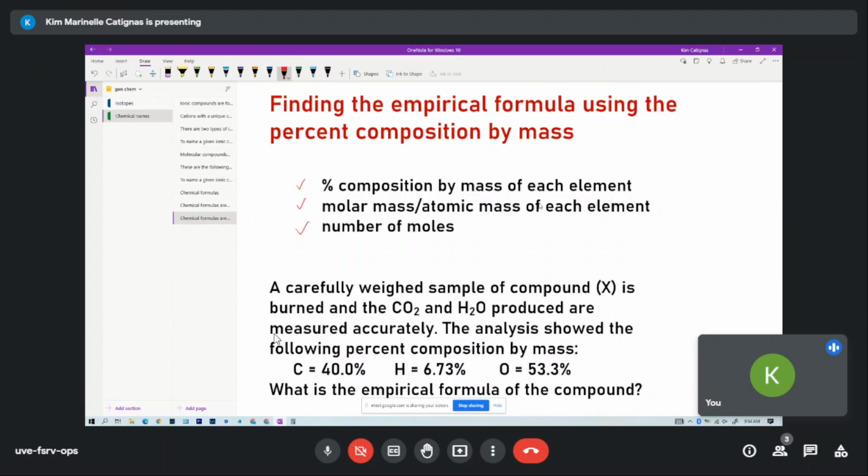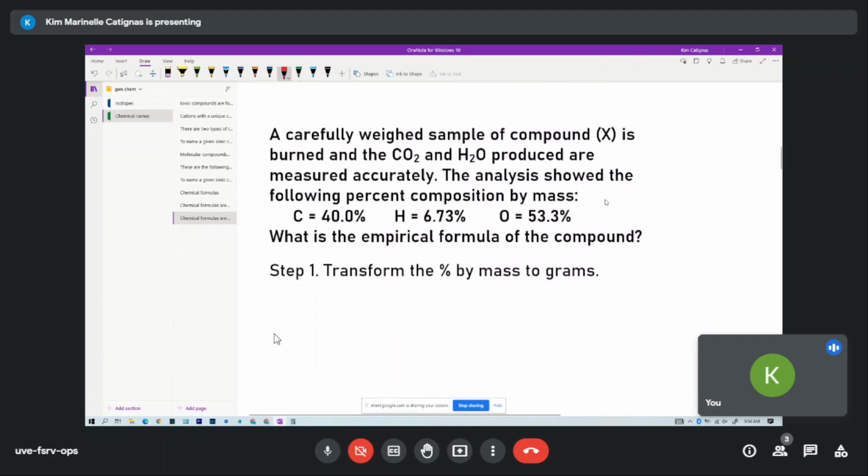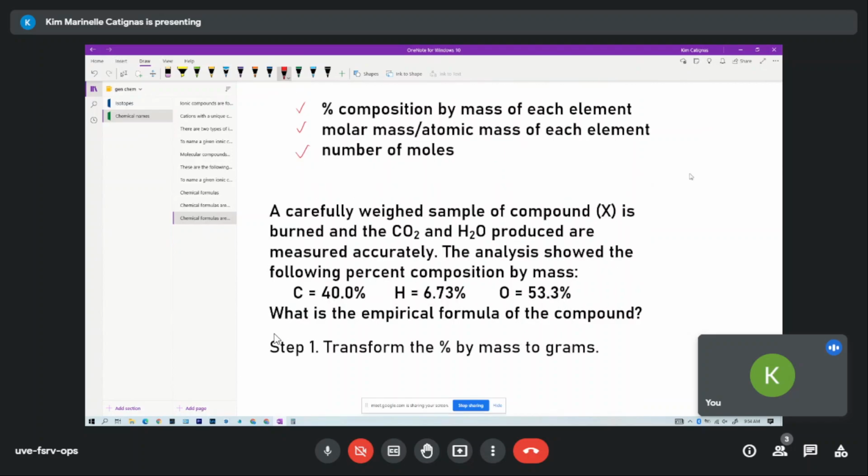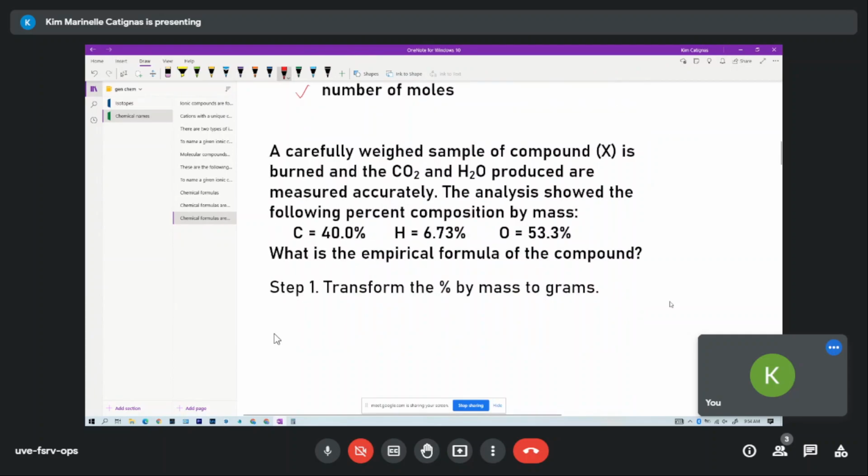For example, we have here a carefully weighed sample of compound X, so we don't know the compound, yun yung hahanapin natin, is burned and the CO2 and H2O produced are measured accurately. The analysis showed the following percent composition by mass. So, unang-una pa lang, dapat meron tayong percent composition by mass ng each element. So, meron tayo ng for carbon, for hydrogen, and for oxygen. Okay? Ang hahanapin daw natin is yung empirical formula of the compound. So, let's take step 1.